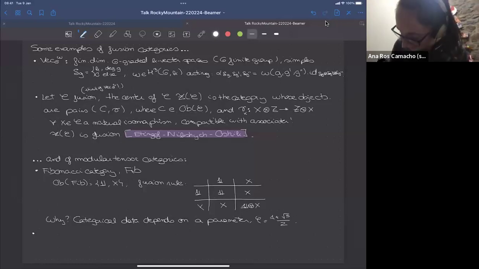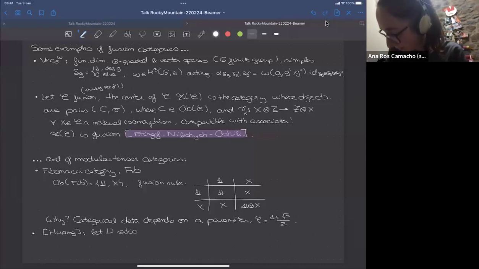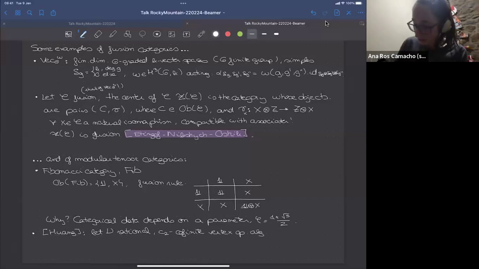But of course, given the audience, our favorite modular tensor category is the one given by a VOA. So if you have V to be rational, C2-cofinite, a nice vertex operator algebra, then the category of representations of this guy is modular.